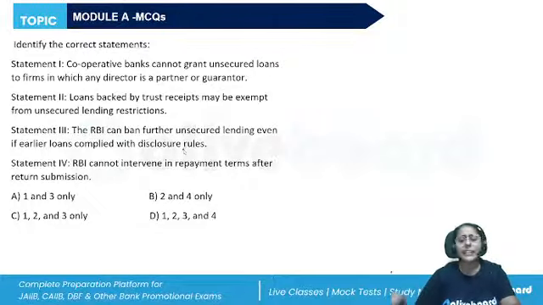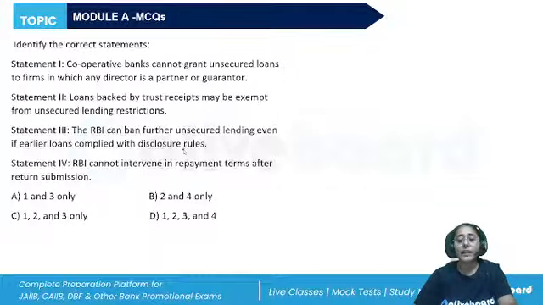Basic things we already know. If a cooperative bank is operating in more than one state, the Central Act, the Multi-State Cooperative Societies Act, will apply. If it is operating in only one state, then the state law will govern the business, right? Section 56 of the Banking Regulation Act applies to the cooperative society. So, which statements are correct?